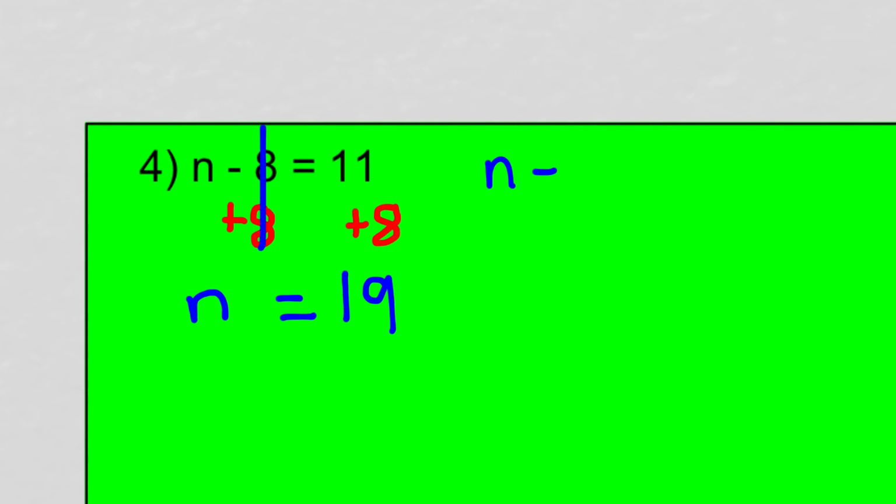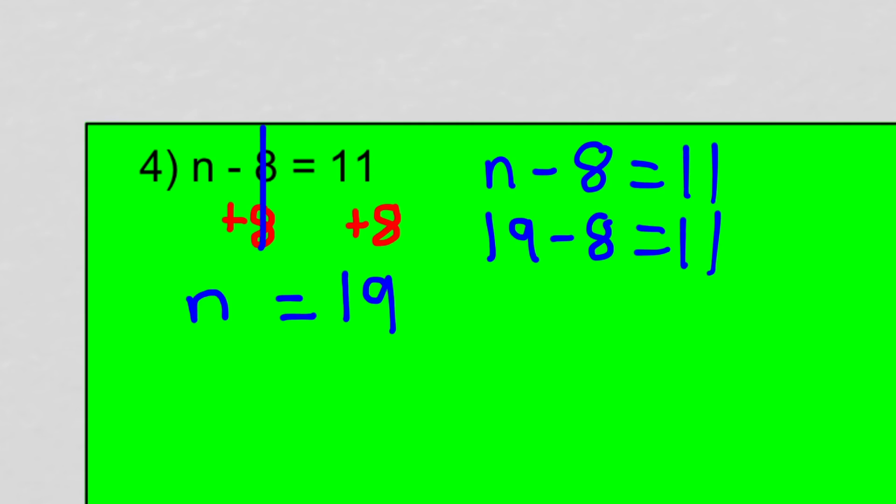When I check it, n minus 8 equals 11. I replace the n with 19, my answer, and both sides of the equal sign should end up being the same. 19 minus 8 is 11, so both sides of the equal sign are the same. I know my solution is correct.